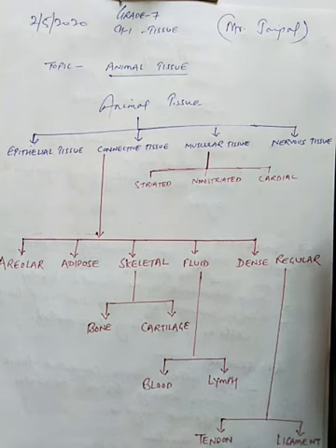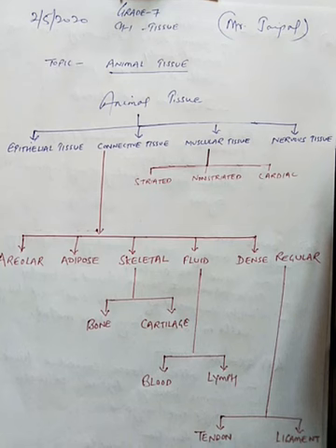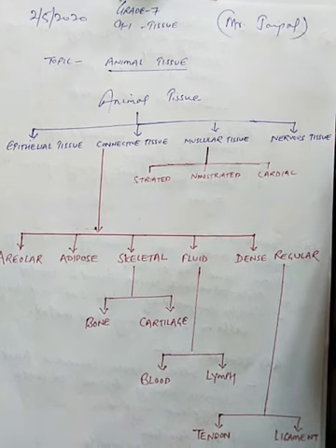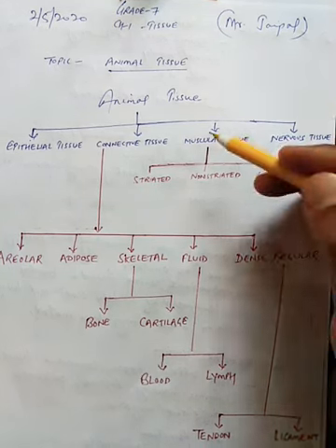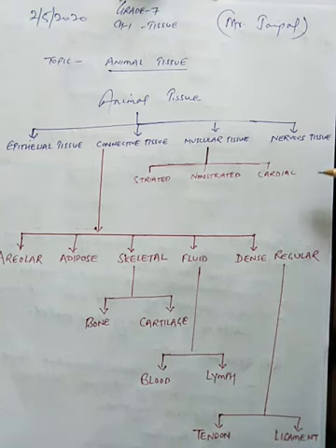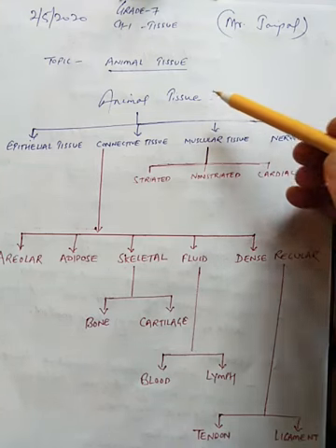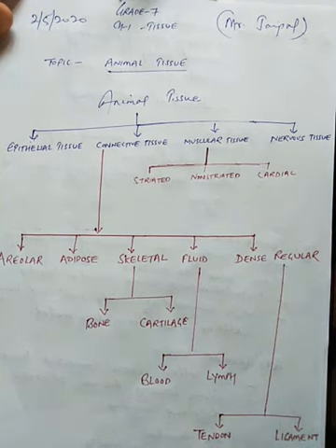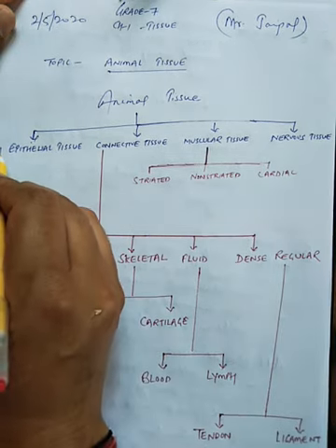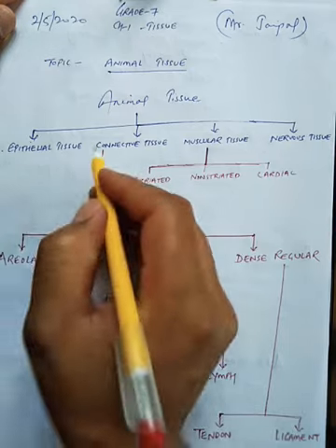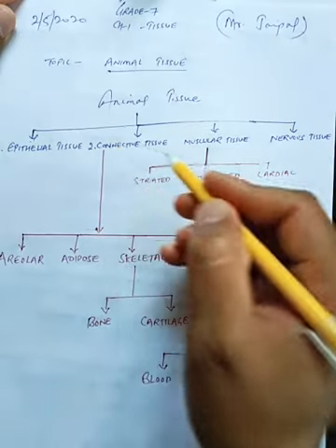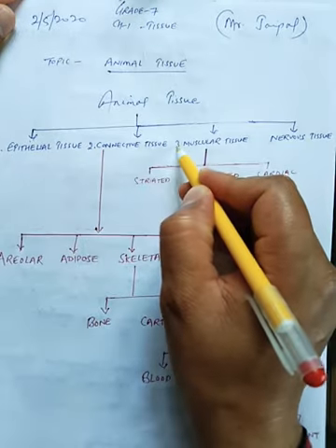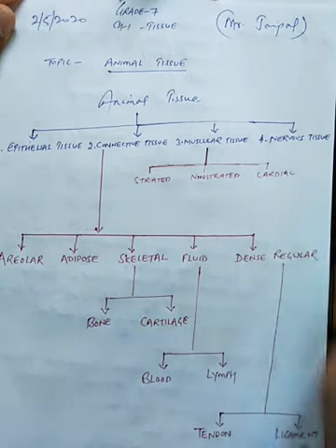Students, you can see here that I have made a flowchart, and this flowchart you have to learn. Now, according to this flowchart, we will discuss all these types one by one. Firstly, see animal tissue. It is divided into four major types: first one is epithelial tissue, second is connective tissue, third is muscular tissue, and the fourth one is nervous tissue.